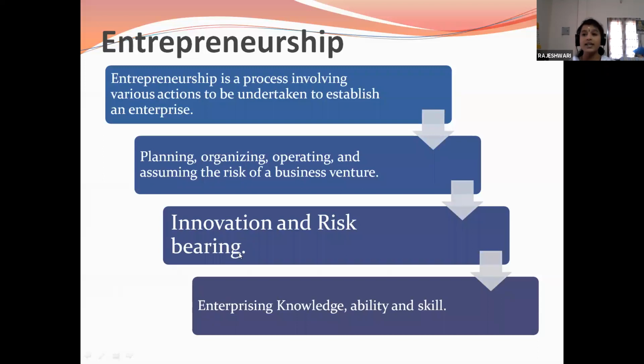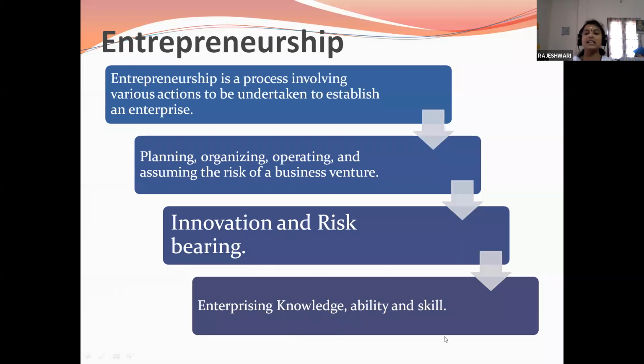Whoever has very good risk bearing capacity, as well as a very good innovative and creative mindset, creative knowledge and skill, will become a success in entrepreneurship. Apart from that, they should have enterprising knowledge, ability and skill. In whichever field they are going to start a business, they should have proper knowledge of that subject, as well as proper ability and skill in it.